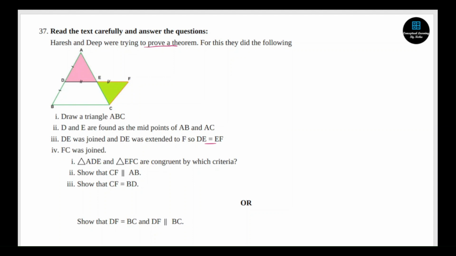Okay. By which criteria? So if you think here, these are vertically opposite, right? They have taken these two as equal, correct? And the construction, right? What is the construction? AE equals EC, right? They have taken this. So SAS criteria, correct?